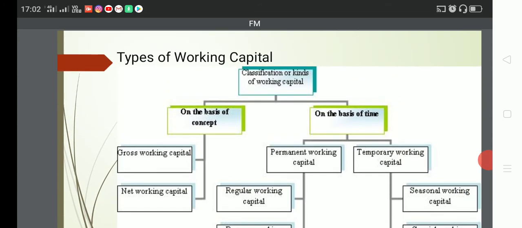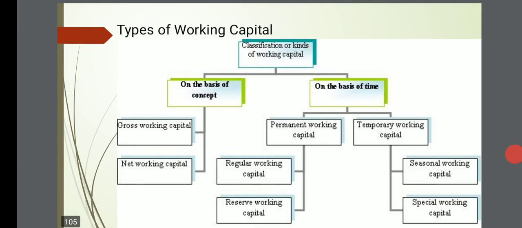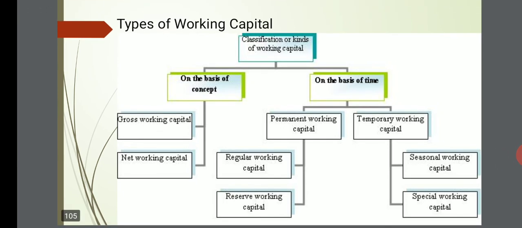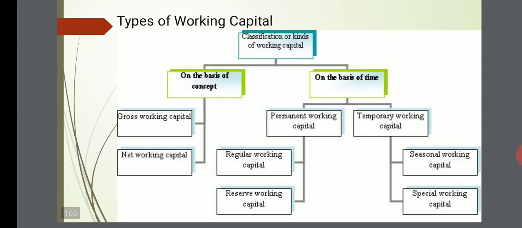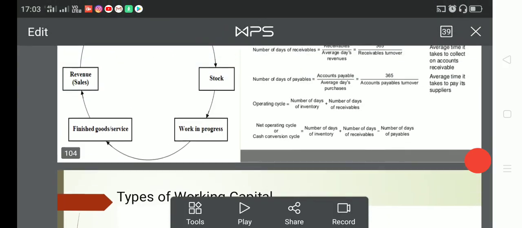If you look at this slide, gross working capital is investment in current assets, net working capital is current assets minus current liabilities, permanent working capital is the part of working capital which is permanently invested, and temporary working capital is additional working capital which you have to invest for a certain period because of a certain rise. For example, in the case of an umbrella business, during the rainy season you'll have to invest more working capital, and in the rest of the seasons it will remain dry. So this is on the basis of time.